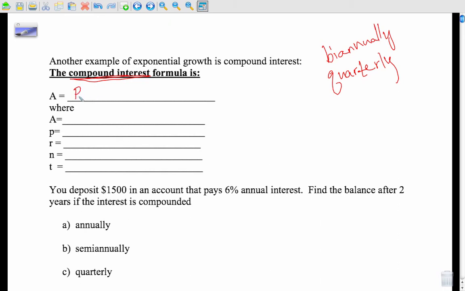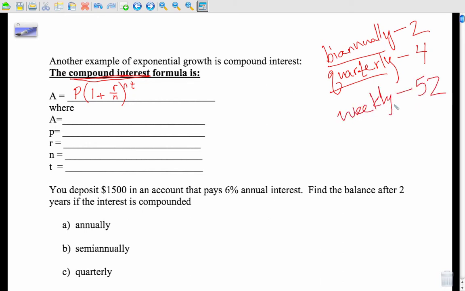Same formula. We're going to go A equals P, your starting value, which they call principal, times parenthesis 1 plus your rate, but instead of just having your rate here, you have to divide by n, and if you divide by n out here, we're also going to times by n in the power out here. What is this n? This n is simply how many times you do it per year. So if it's biannually, your n would be 2. If it was quarterly, your n would be 4. If it was weekly, since there are 52 weeks in a year, it would be 52.